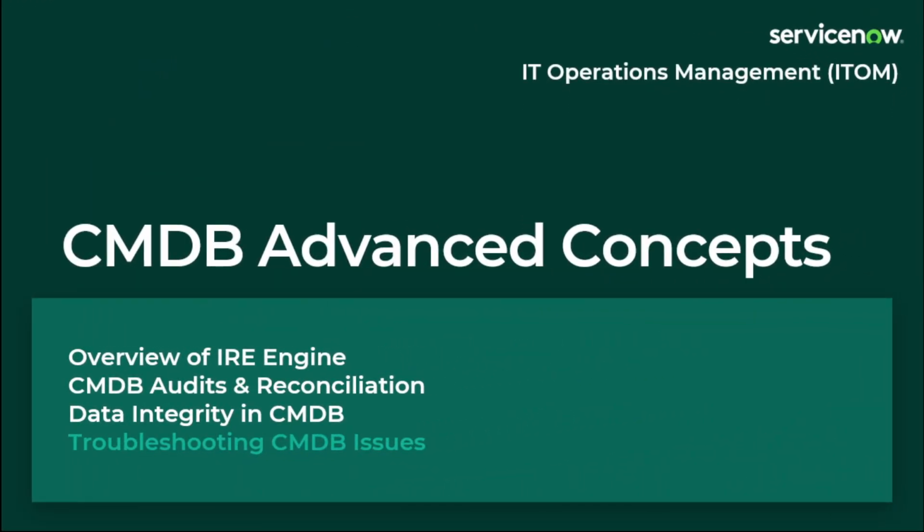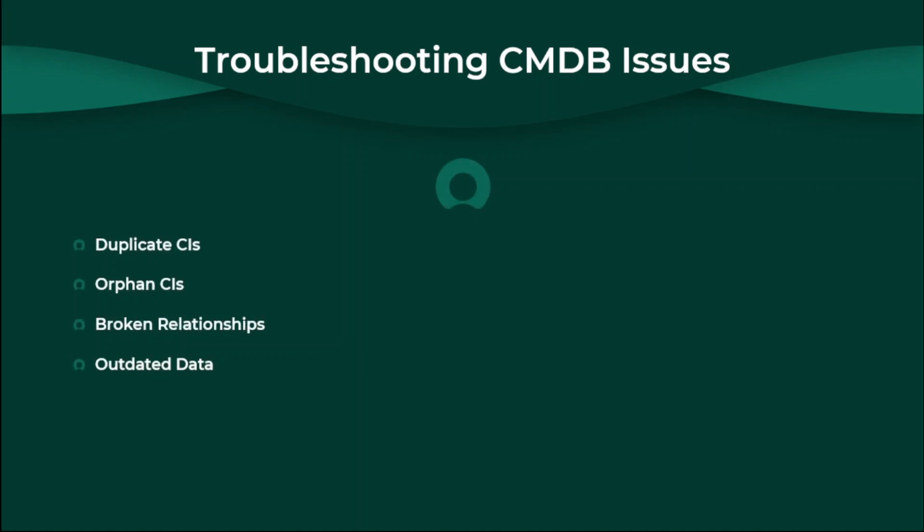Then troubleshooting CMDB issues. Finally, let's look at how to troubleshoot issues in the CMDB. Duplicate CIs are one of the most common problems. These occur when identification rules are too weak or when discovery runs before configuration. Review and refine those rules regularly.